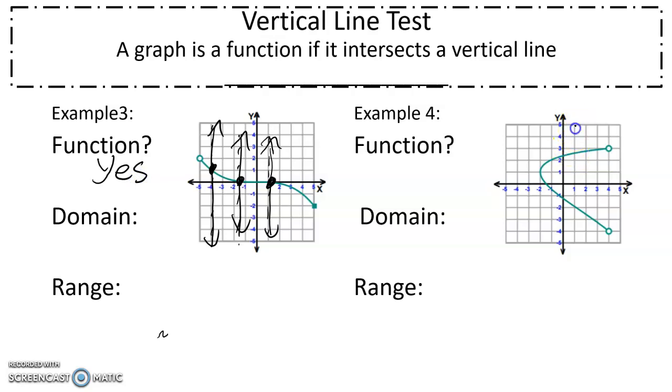If I go over here and do my vertical line test, look at that. I got a point of intersection there and a point of intersection there. That's 2 points of intersection. If I have two or more points of intersection, it is not a function. Okay, so anything that's kind of like right on top of each other, like these and this, that is not a function. Alright, now let's go ahead and work out the domain and the range for these.